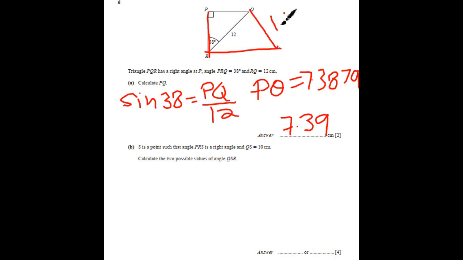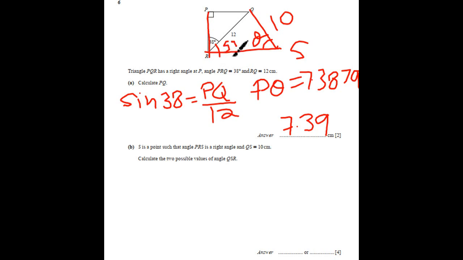Now we know for sure that S is somewhere over here and not over here, because this length would be way bigger than 10, because this length is 12. So because of that, we know that S is to the right of R, not to the left of R. Alright, so what else do we have? This length is 10, and calculate two values of angle QSR. This is the angle QSR. Secondly, we know this whole angle is 90 degrees. So 90 minus 38 is 52 degrees.